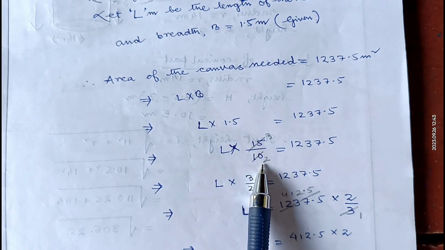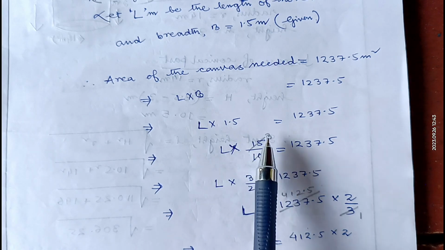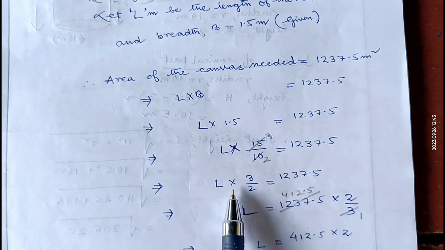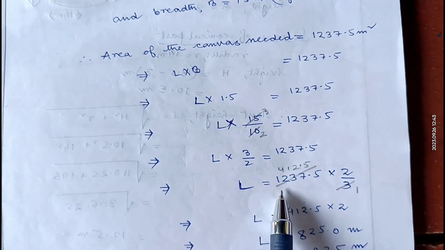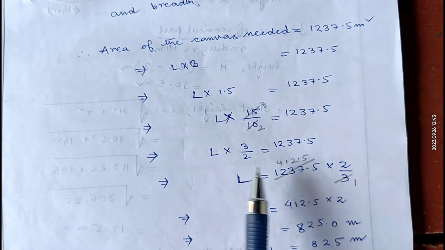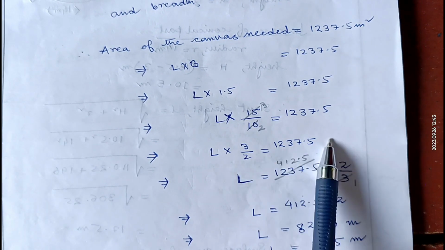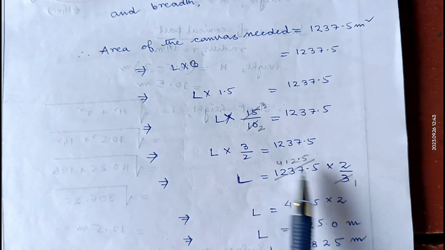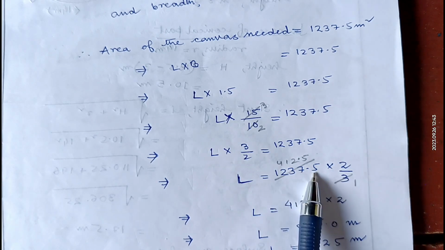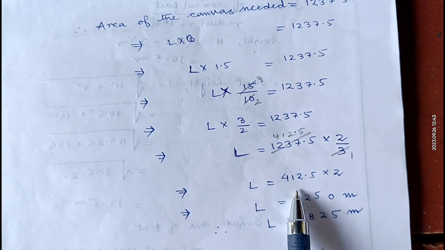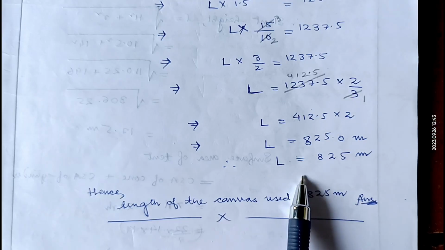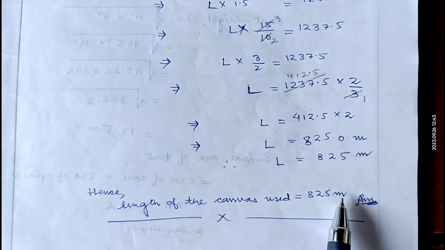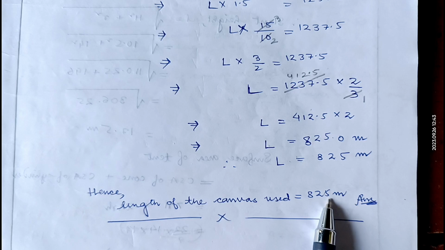1.5 can be written as 15 by 10, and if I cancel by 5, it will be 3 by 2. So L into 3 by 2 is 1237.5. So L equals 1237.5 into 2. If I cross multiply, the 2 will come in the numerator and 3 will be in the denominator. After cancelling this by 3, it will be 412.5. So length will be 412.5 into 2, which will give 825 meter. As given in the question, we have to find the length of the canvas. So 825 meter is the required answer.